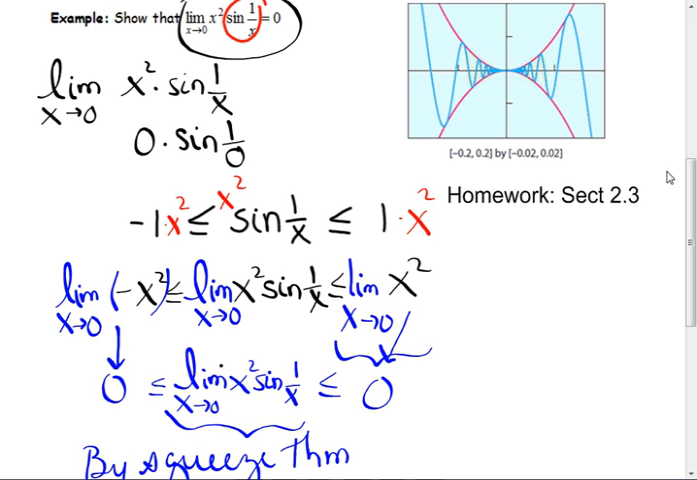You look for the function that's causing the problem. And I've tried it, and usually it's a sine or cosine. I trap it between 1 and negative 1, and then manipulate that inequality to look like this. Okay.